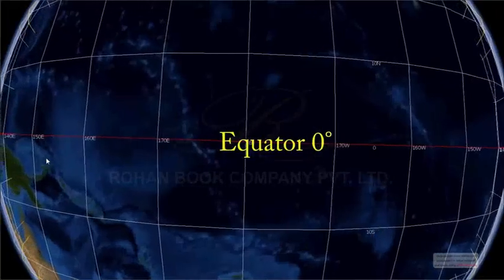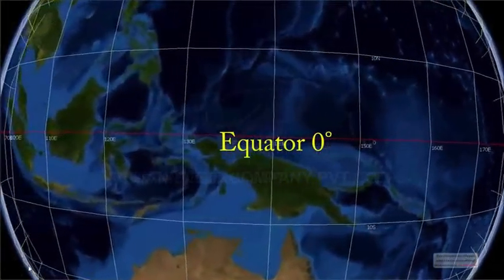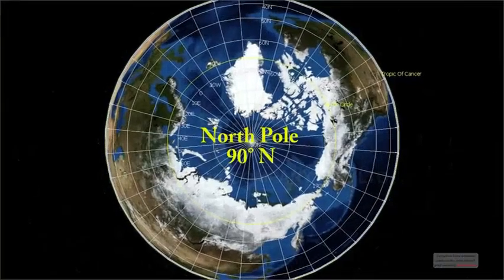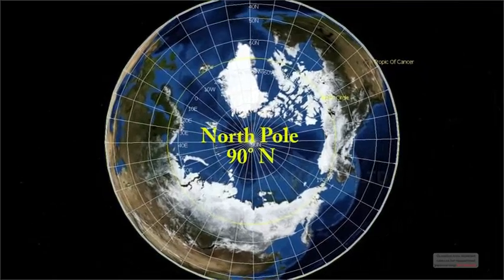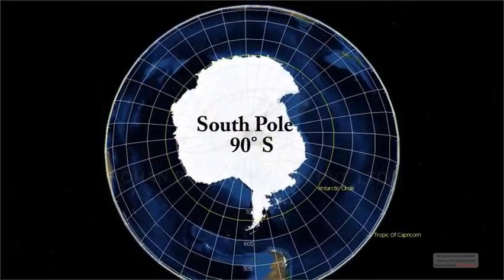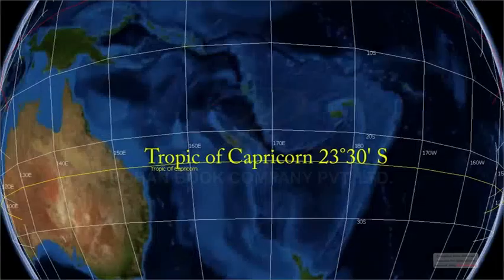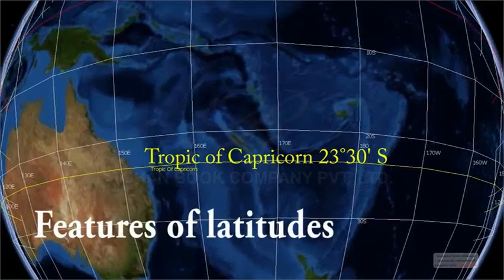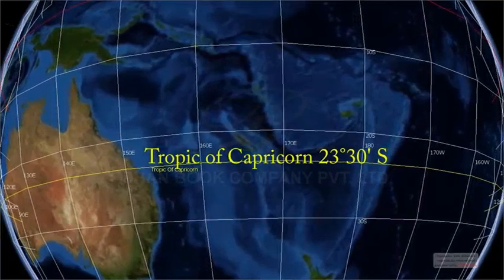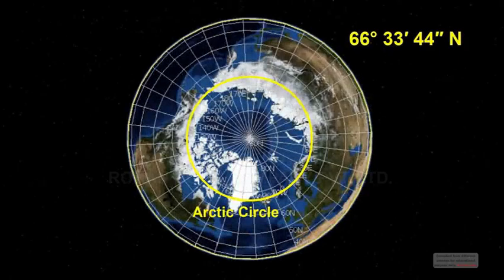The equator is the longest latitude. The length of latitudes decreases as we move to the North Pole or South Pole. On the poles, they are just a point instead of a full circle. Features of latitudes. All the latitudes run parallel to each other. The longest latitude is the equator. It is also called the Great Circle.